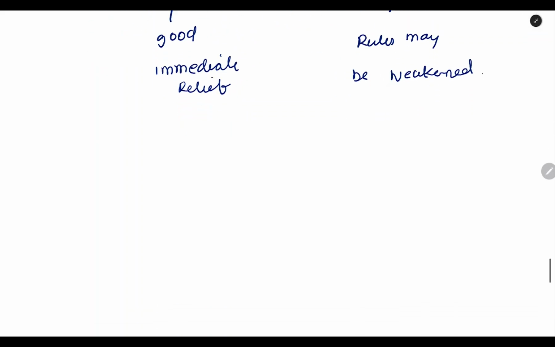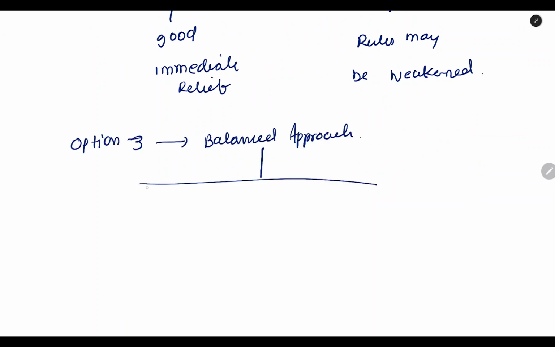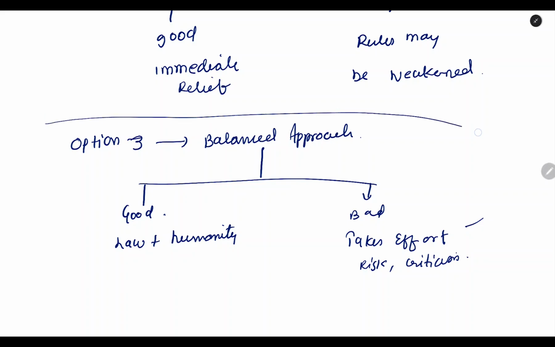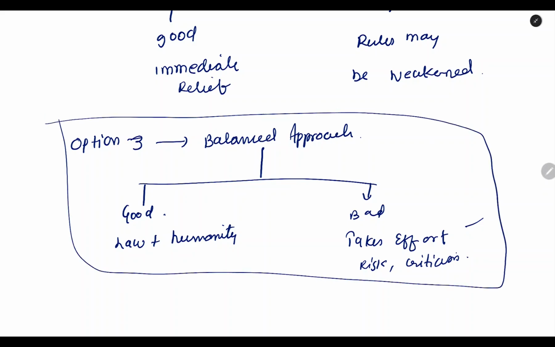And in the same way, if you see option 3, balanced approach, what is good in this? Law plus humanity. Bad: it takes efforts, risk, criticism, and so on. So here, UPSC hates heroic answers. They like realistic thinking. So you should be very realistic in your thinking in Paper 4.